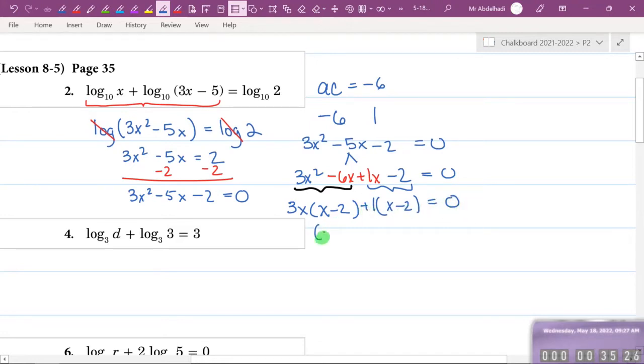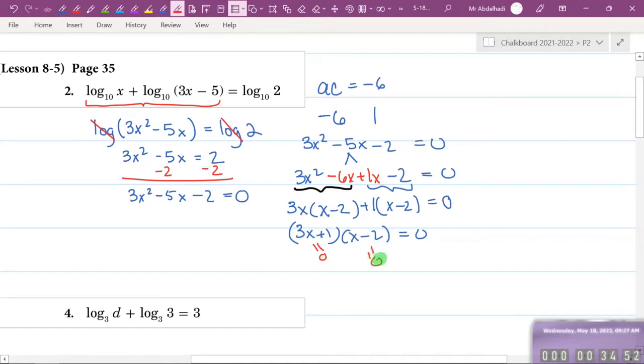And now finally, your factorization is 3x plus 1, x minus 2 equals 0. So you can set these equal to 0 now, and you can get your solutions. You're going to subtract 1, divide by 3. So x equals negative 1/3 for the first solution. And the second solution is going to be x equals 2. All right, so we got our two solutions.